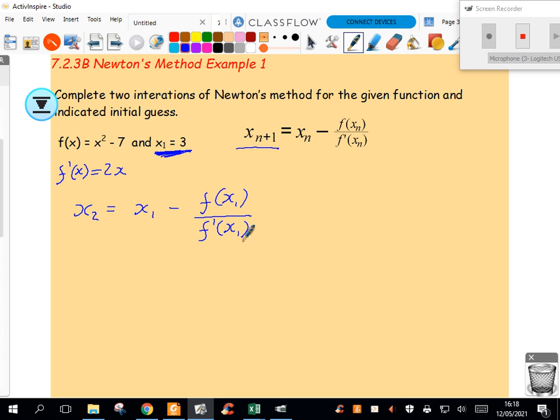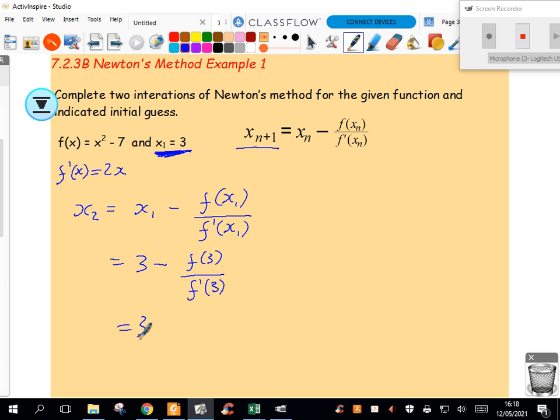So to find my approximation for the actual root, my second approximation: my first one was a guess of 3. My second approximation, which should be better, is I'm going to take the value of 3 and subtract from it the value of the function at 3 over the value of the derivative at 3. So x sub 2 is equal to x sub 1, which we know is 3, minus f of x sub 1, that's f of 3, divided by f prime of x sub 1, which is f prime of 3.